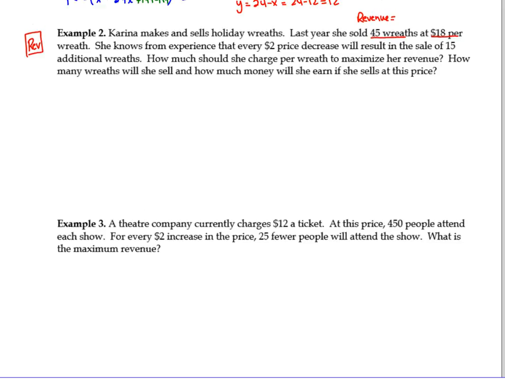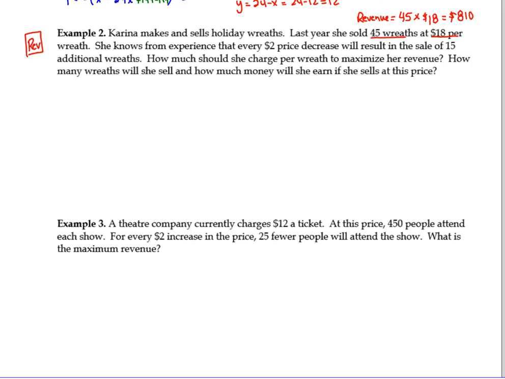Okay, so last year, when she sold 45 wreaths at $18 a piece, what was her revenue last year? How would I get that? 45, the number of wreaths, times $18. So how much was that? Multiply them, what was it? $810. So she made $810 last year. Or I shouldn't say made, she brought in. That's how much money she brought in from her wreaths. Wonderful. Lucky girl. That's pretty good for some wreaths. They must be really nice wreaths.